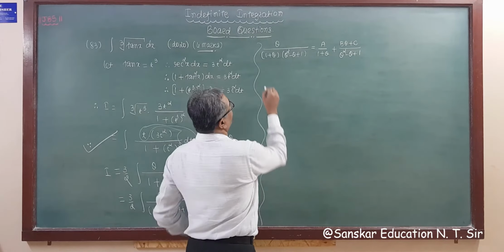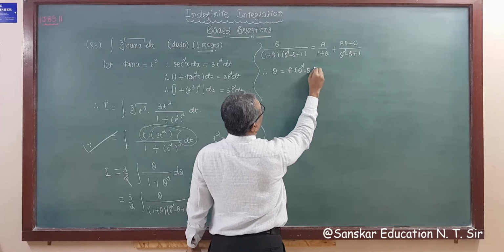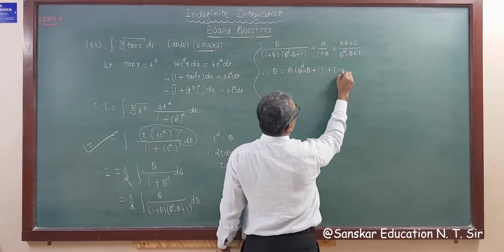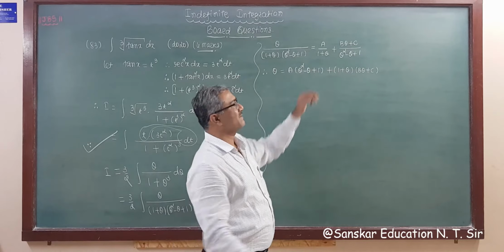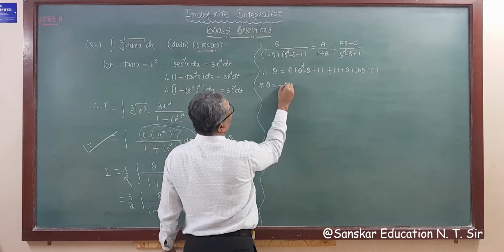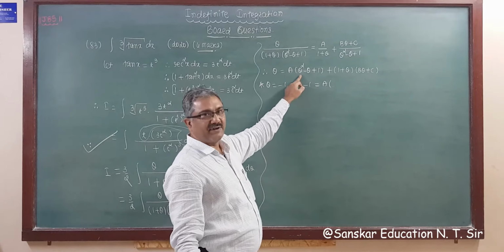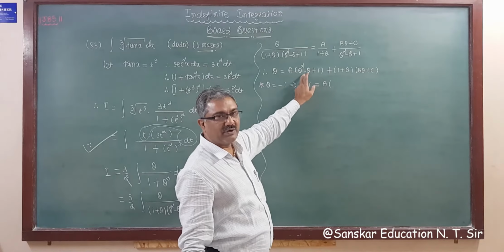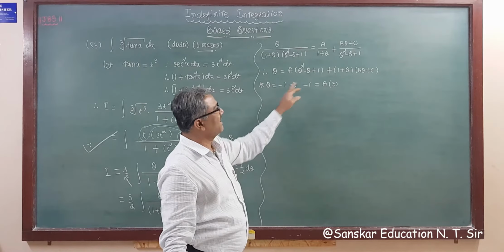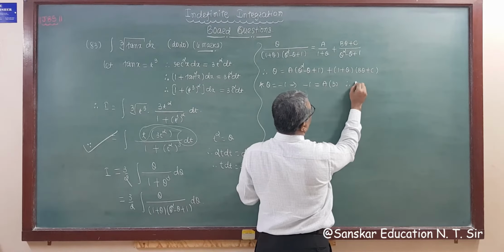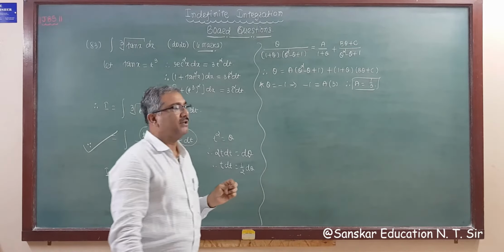Now taking LCM, what we get, theta is equal to a into theta square minus theta plus 1 plus b theta plus c into 1 plus theta. Taking theta is equal to minus 1, what we get, minus 1 is equal to a. Now minus 1 square is 1 and minus 1 is plus 1, so 1 plus 1 is 2 plus 1 is 3, so this is 3, and the other term is 0, so we get the answer of a is 1 upon 3, right?